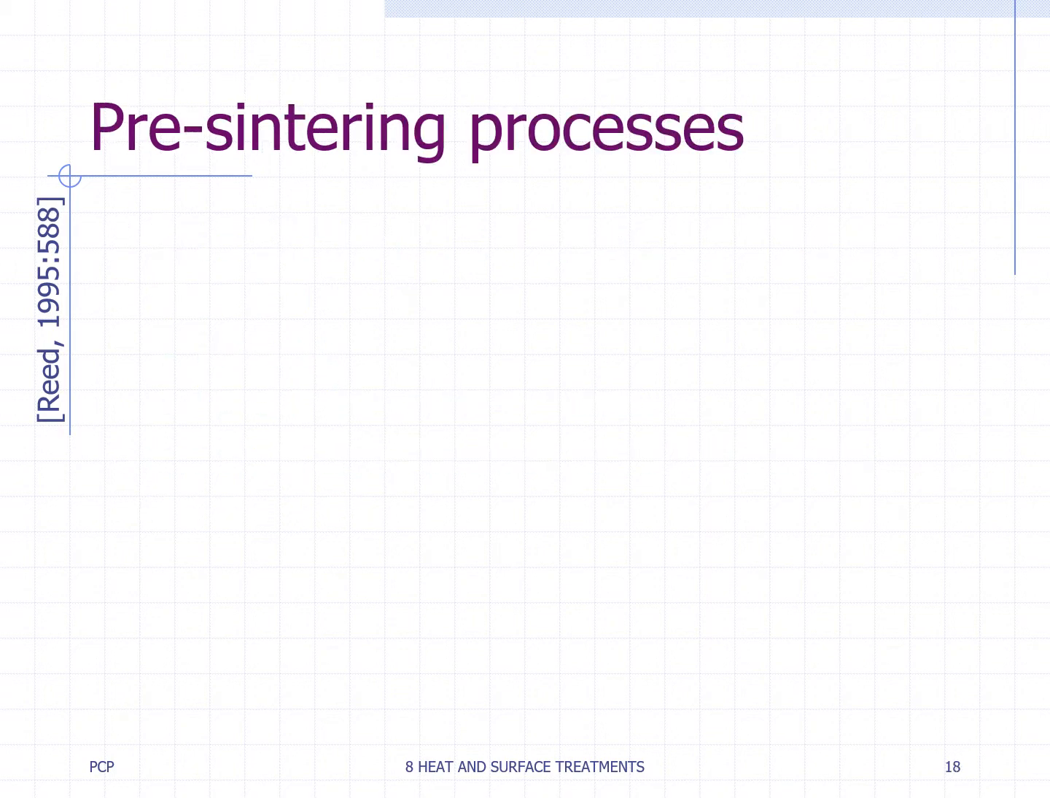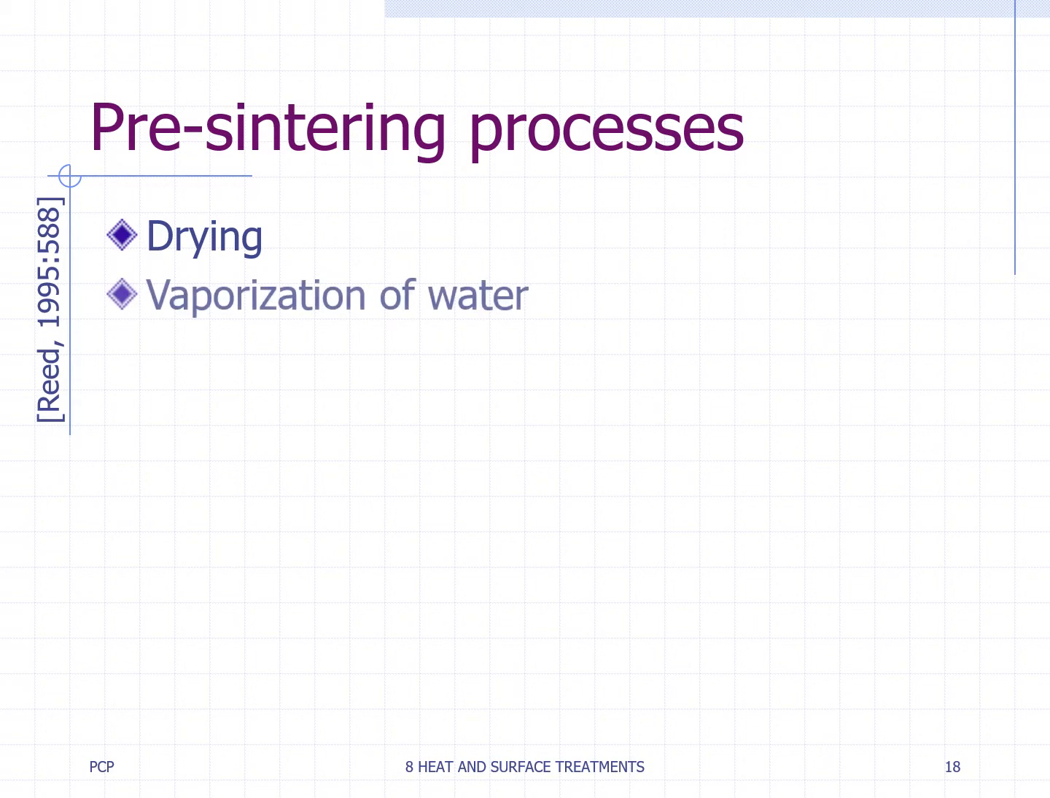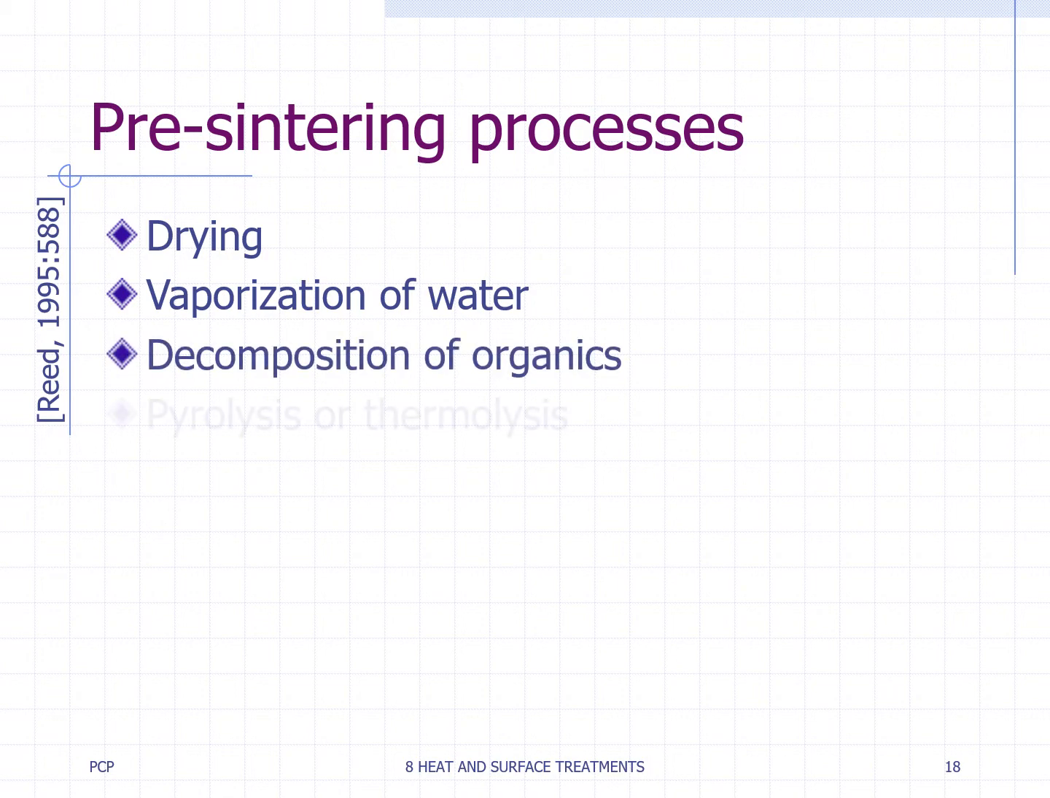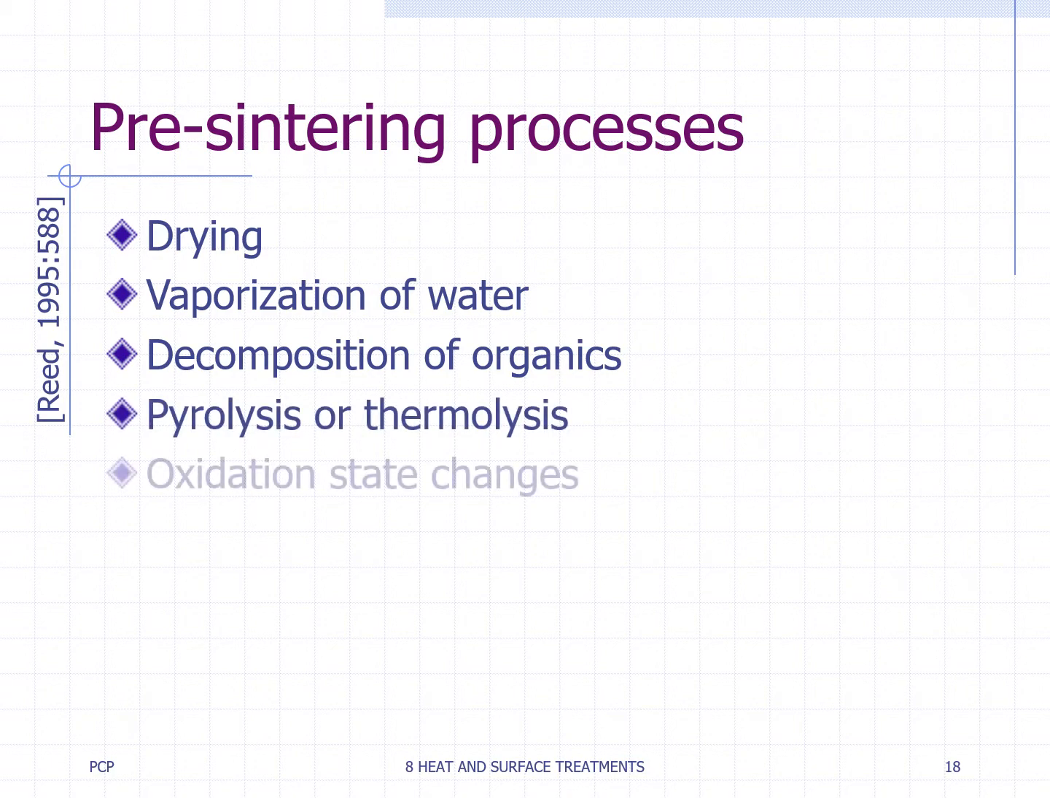Material changes on heating prior to sintering may include drying, the vaporization of chemically combined water, the decomposition of organic additions, the pyrolysis of particulate organic materials, changes in the oxidation states of some transition metal and rare earth ions, and the decomposition of carbonates, sulfates, and so on.